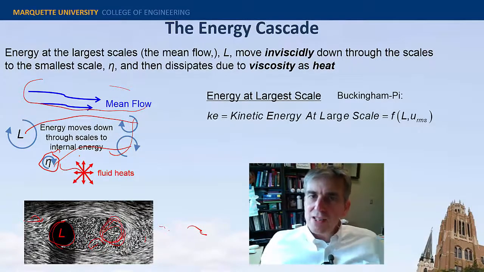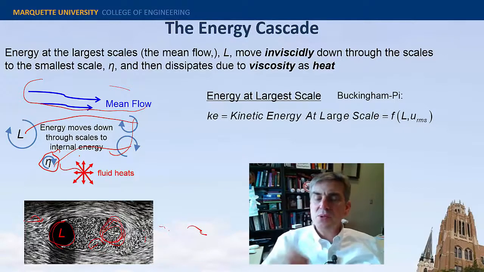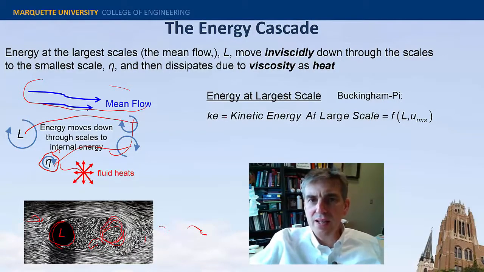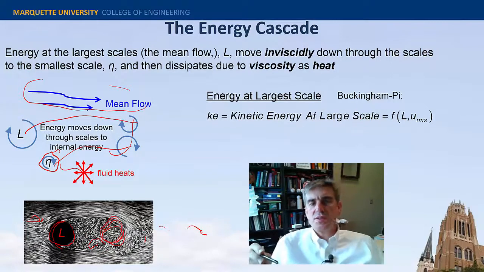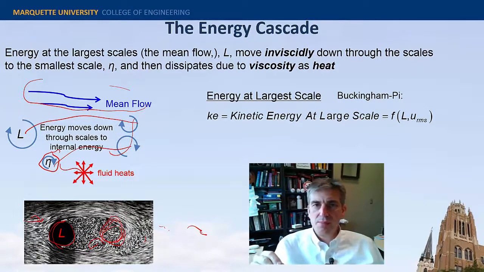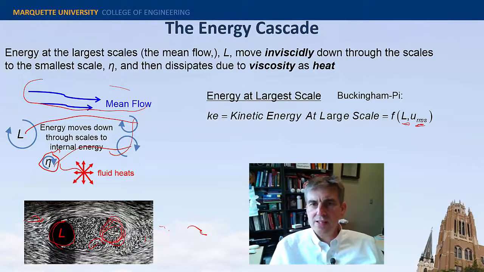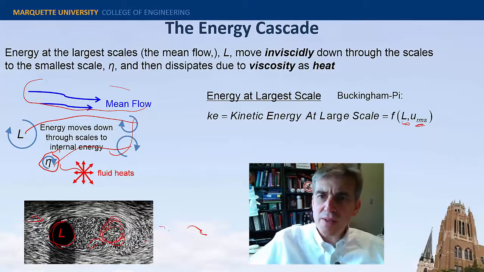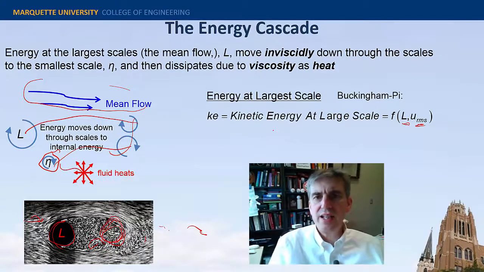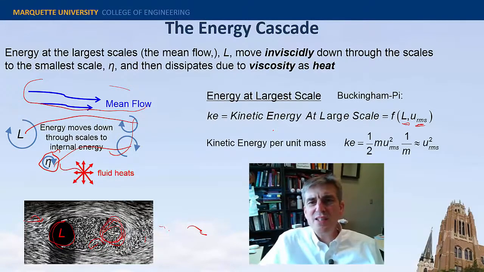So if this is the idea, let's do a little dimensional analysis. Let's do a kind of simple Buckingham Pi. Let's think about the kinetic energy at the large scale. This is kind of the input energy into our system. So the only parameters we can use are L and the velocity, some root mean square velocity, some kind of averaged velocity that is characteristic of the system. And L is this imposed length scale at the large scale. So if I just try to make a function or rearrange these in order to get kinetic energy per unit mass, it's pretty easy to do, right?